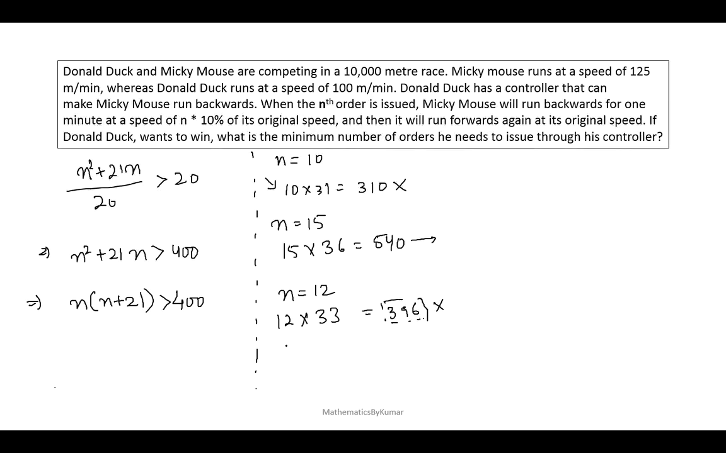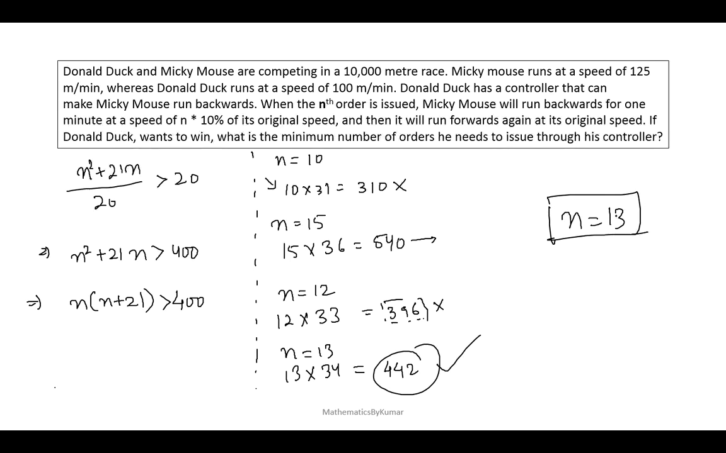Even though this is not acceptable, we are very close. And if n equal to 13 gives higher than 400, then that is qualified. So n equal to 13, 21 plus 13 is 34. This comes out to be 442. We have a winner, right? So n is equal to 13 orders is the minimum at which Donald is going to win.